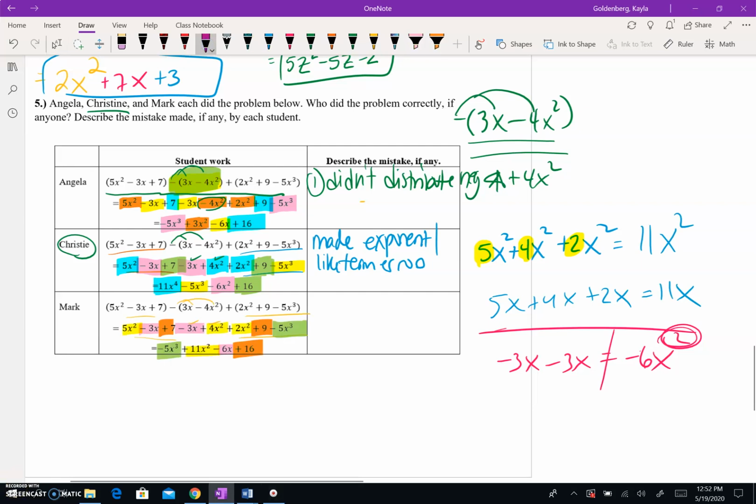So I've just done the last one, Mark's work, and I was double checking the distribution of the negative. That looked good. And I highlighted all the like terms. That looks correct. So that work looks like it's correct.